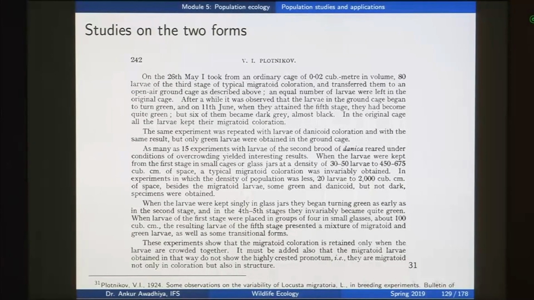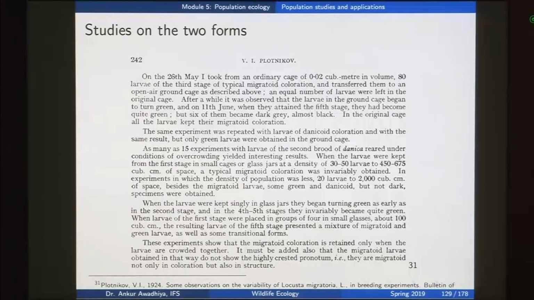Then the same experiment was repeated with larvae of danicoid coloration and with the same result, but only green larvae were obtained in the ground cage. As many as 15 experiments with larvae of the second brood of Danica reared under conditions of overcrowding yielded interesting results. When the larvae were kept from the first stage in small cages and jars at a density of 30 to 50 larvae to 450 to 675 cubic centimeter of space, a typical migratoid coloration was invariably obtained.